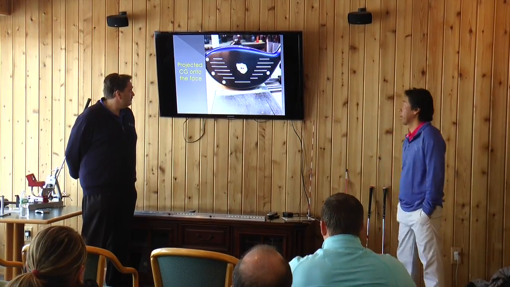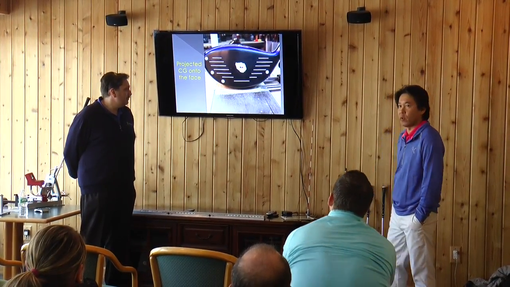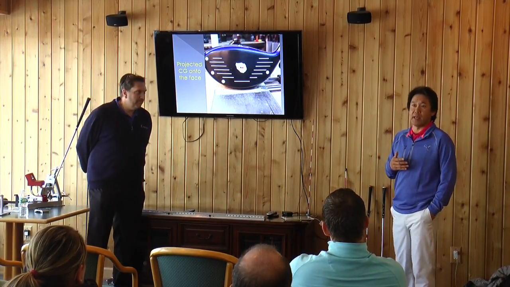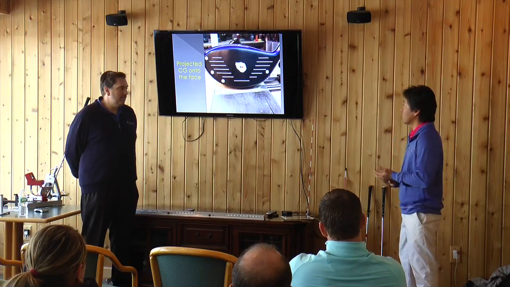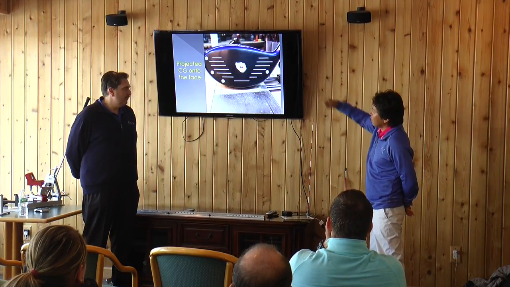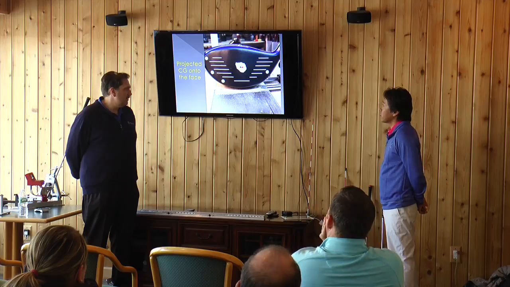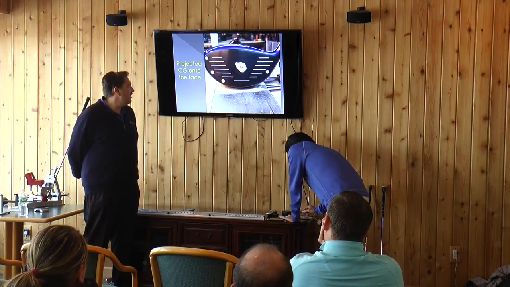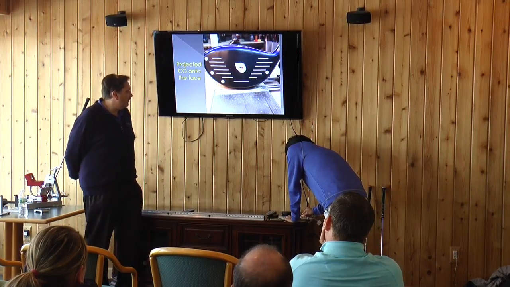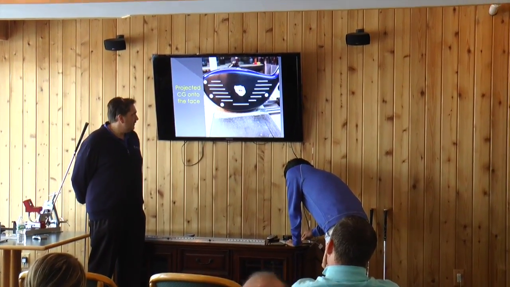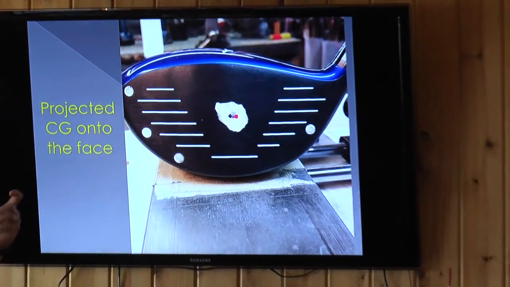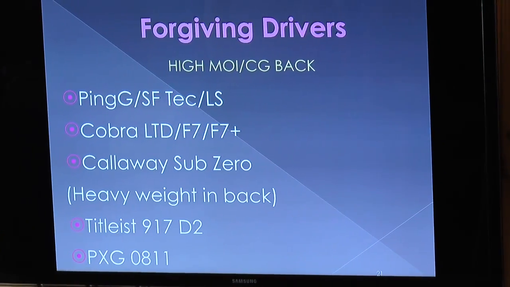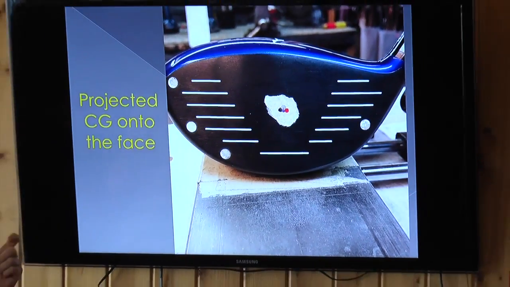So here you go. Projected CG onto the face. Everyone hears about, wow, the driver is low CG or low spin or forgiving and MOI and all these terms. This right here is a driver that I just marked, the projected CG, and you have it moving as you're moving the weights around in that driver. So let's see if I can get this. There's 4 different weight positions on that driver, and that's why there's 4 dots, right? So it moved as he changed those positions around.